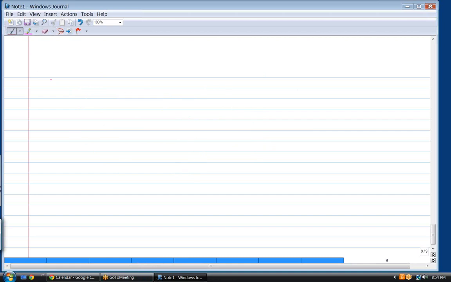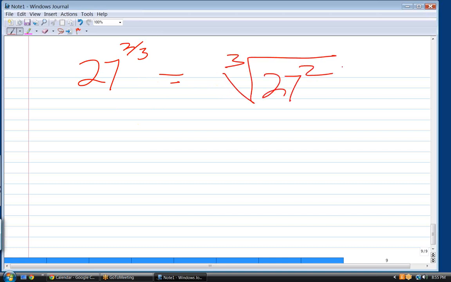The next one says, write the expression 27 to the power of 2/3 in radical form, then evaluate. Fractional exponents: the denominator is the root, and the numerator is the power you take it to. In other words, this is the same thing as the cube root of 27 squared. That's what it means. But it always makes sense to take the root first.